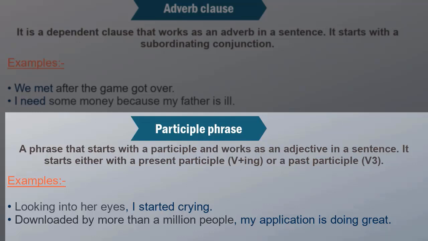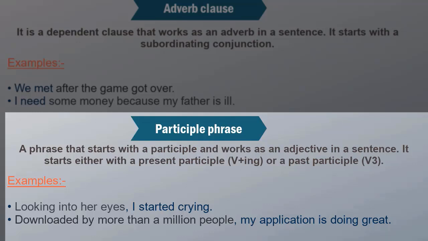Let me show you some examples. Looking into her eyes, I started crying. So looking into her eyes is the present participle phrase. It's a participle phrase starting with the present participle looking and giving information about the subject I, right? Setting the tone of the sentence. I, looking into her eyes, giving information about me, started crying.